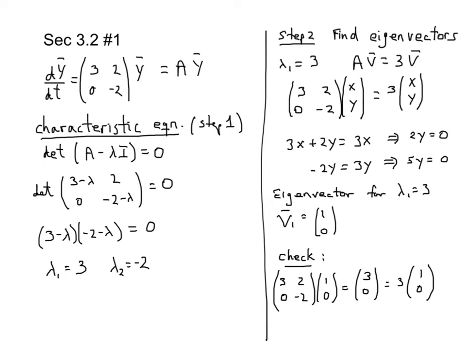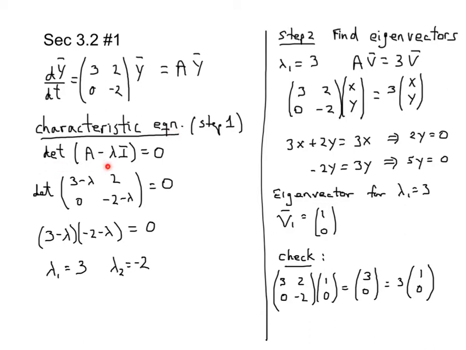This is section 3.2, number 1. We're given a linear system with a constant coefficient matrix. I'm going to call that matrix A. Step 1, we have to find the eigenvalues using the characteristic equation.